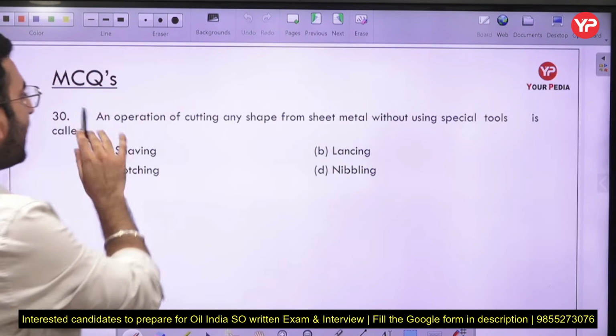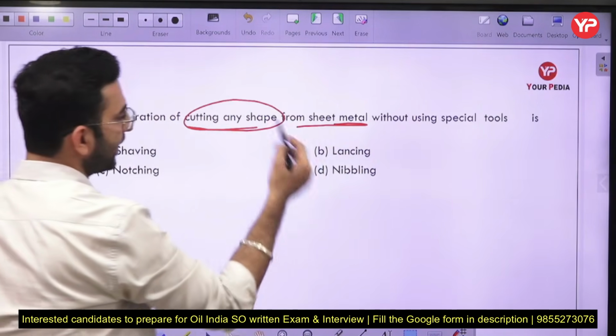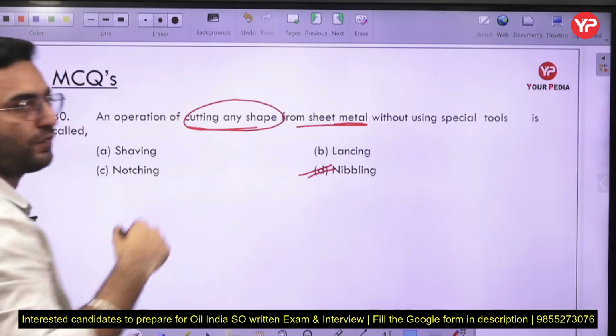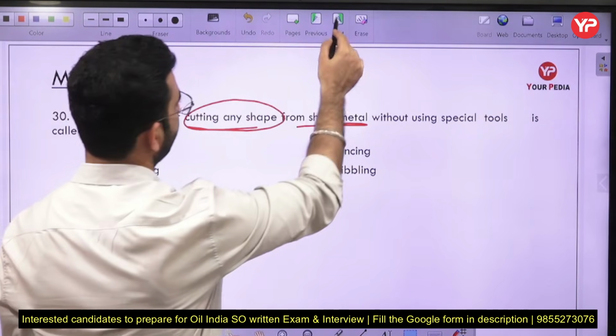Next, an operation of cutting any shape from the sheet metal without using a special tool. That is the definition of nibbling here. So option number D will be the correct answer here.